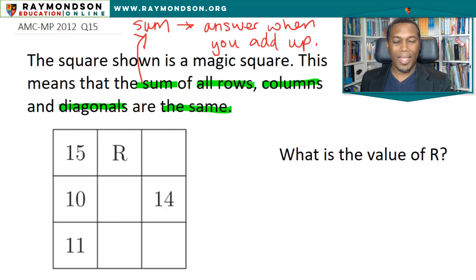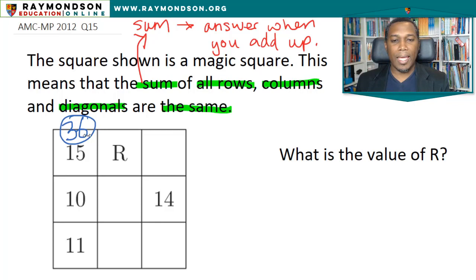So if you weren't sure what that word sum means, it's the answer you get when you add up the numbers. So that's what you're thinking about there. Okay, got that sign. So you had about 90 seconds on this.